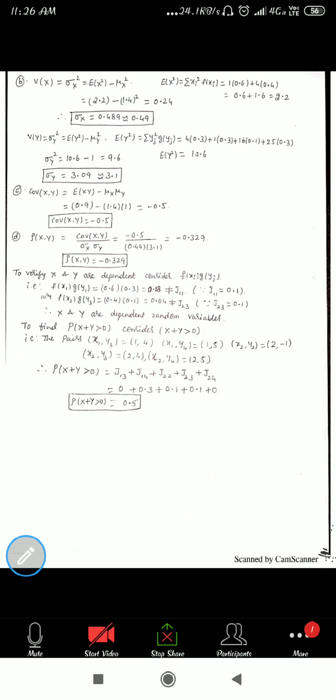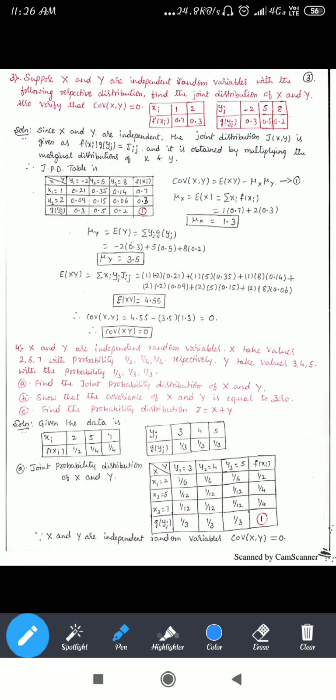Next problem. In the previous two problems we saw the probability distribution table and we had to find the marginal distribution, but here it is different. They have given the marginal distribution. So suppose x and y are independent random variables with the following respective distributions, find JPD. And verify. Okay, we'll see that verify afterwards. First we'll concentrate on JPD.